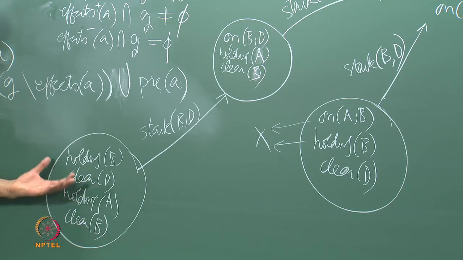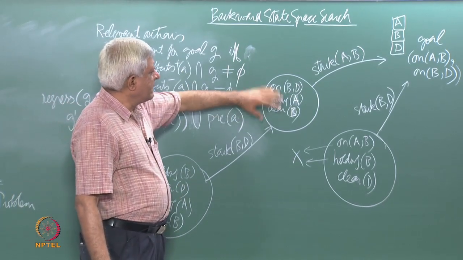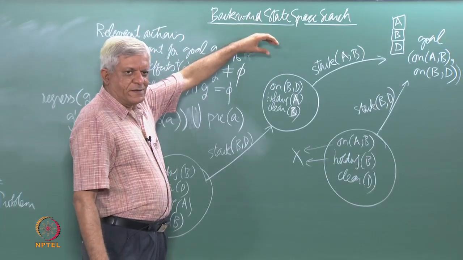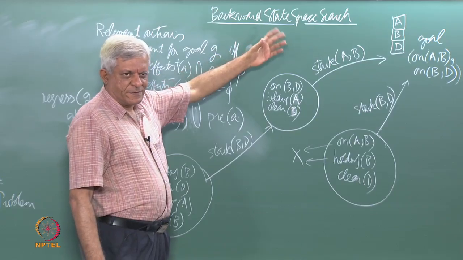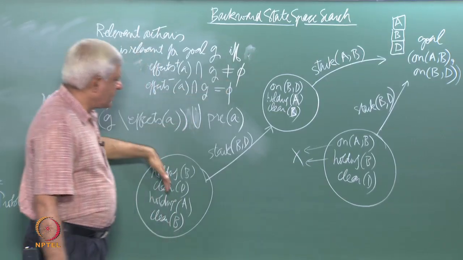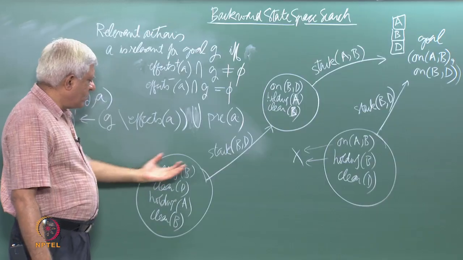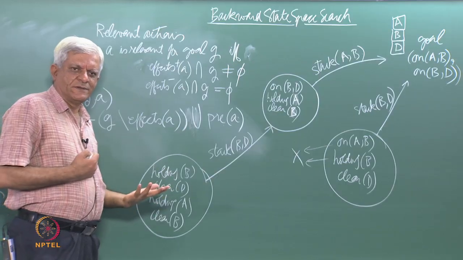This is not possibly a state, whereas this is a state. You can agree, because B is on D and you are holding A and you are about to stack A onto B. That is perfectly feasible. In fact, it will be part of the plan that you are looking at. This is not feasible. This says you are holding B and you are holding A at the same time, and you have this one armed robot which is trying to do this.